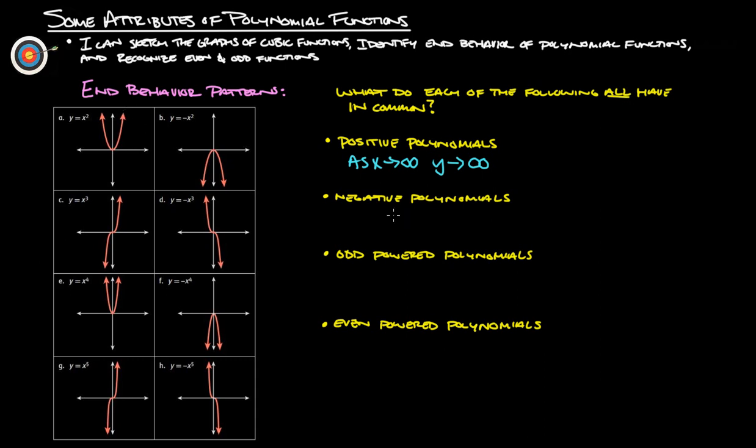Now all the negative polynomials, notice all of these end up going down. So on all negative polynomials, as x approaches infinity, y approaches negative infinity, because these all end up going down.